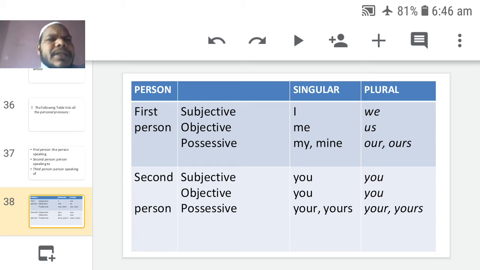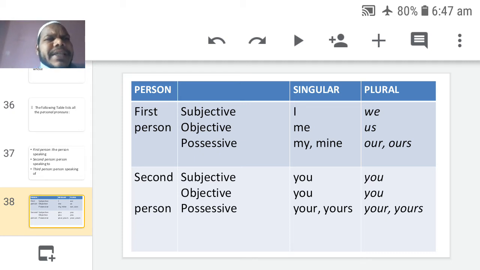Let's see second person subjective pronouns, singular is you and plural is you. You in the context of single, or you many, you people, or you work hard. Objective singular, second person is you, whereas in plural also it's you. And possessive, second person singular pronoun is your, yours, and in plural in possessive second person is your, yours. So you need to concentrate on this and practice.